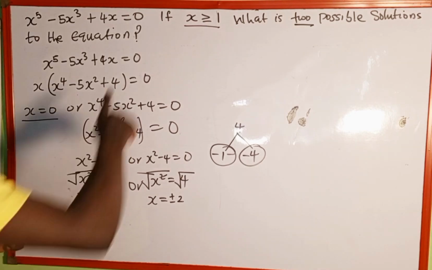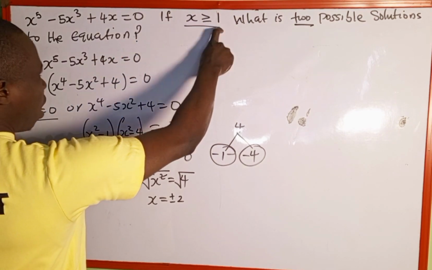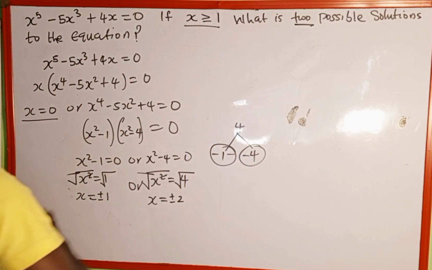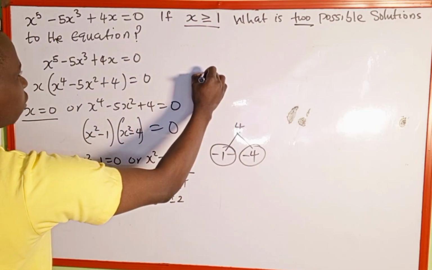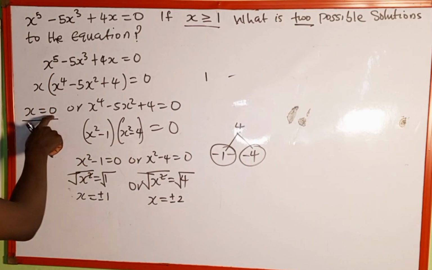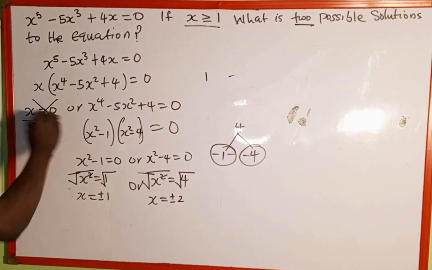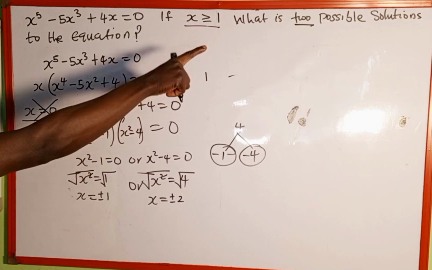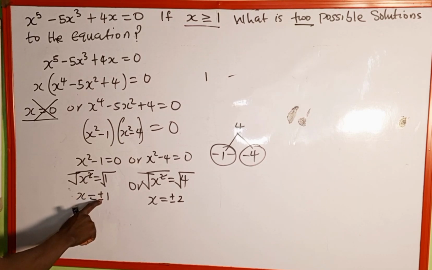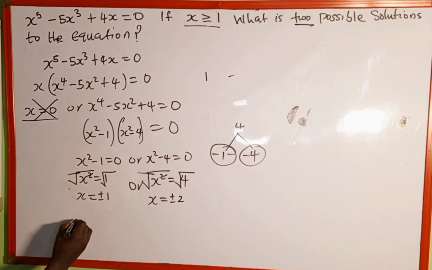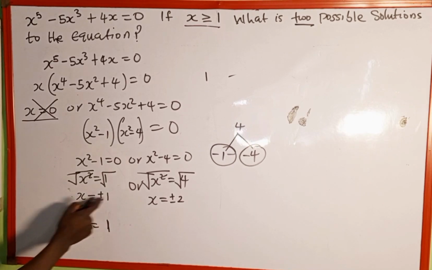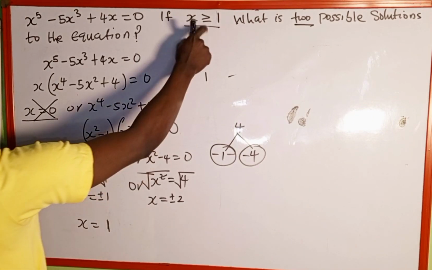But the question says, if x is greater than or equal to 1, then what are the two possible solutions? So x is greater than or equal to 1, meaning from 1 upward. So here x is equal to 0. So 0 is less than 1. So this is not satisfying this question. Now let's see the second one. x is equal to positive 1 or negative 1. So therefore, positive 1 will satisfy the equation. x is equal to 1, but negative 1 will not satisfy because negative 1 is less than 1.